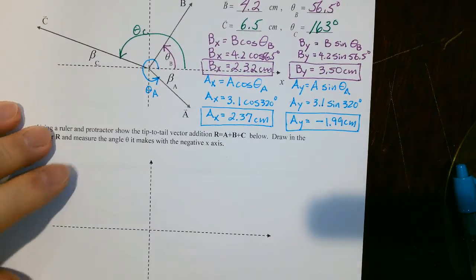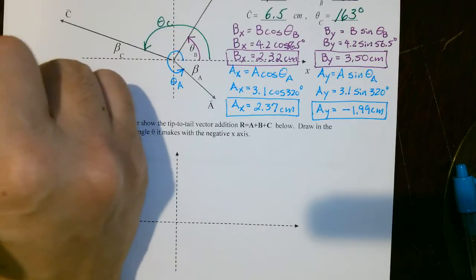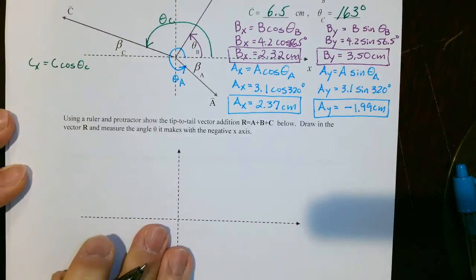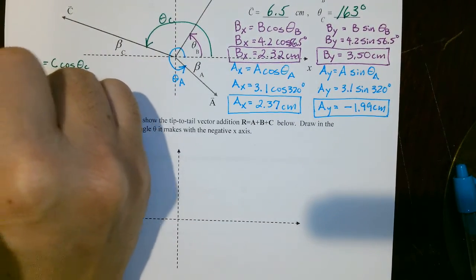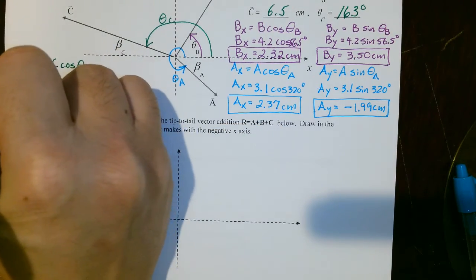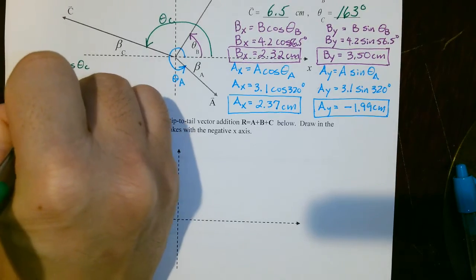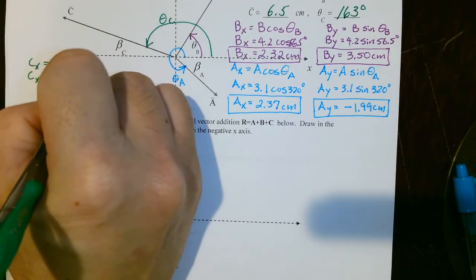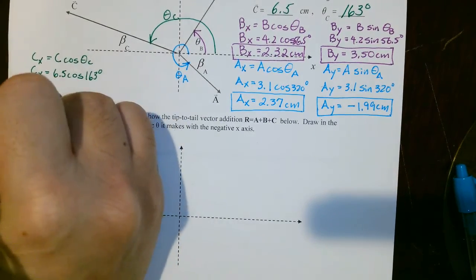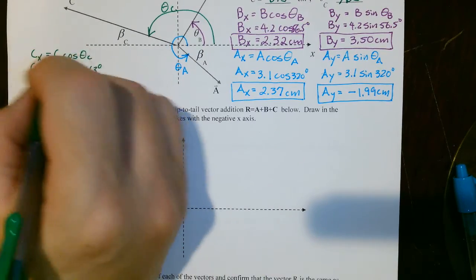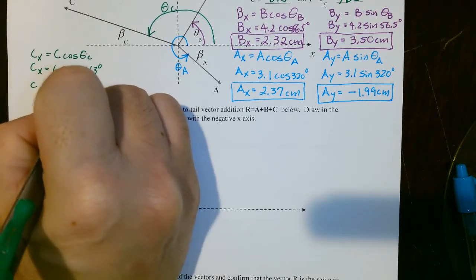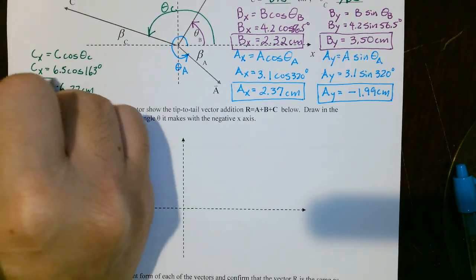And lastly, let's do C. So my Cx is equal to C times cosine of theta C. My Cx is equal to 6.5 times cosine of 163 degrees. When you plug it into the calculator, you get negative 6.22 centimeters for Cx.